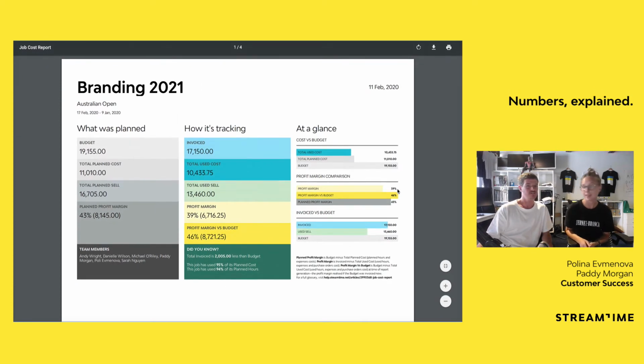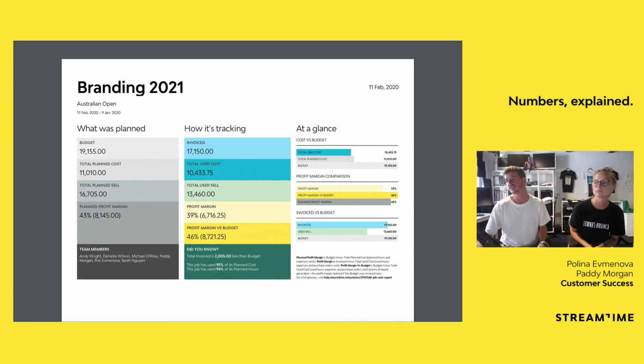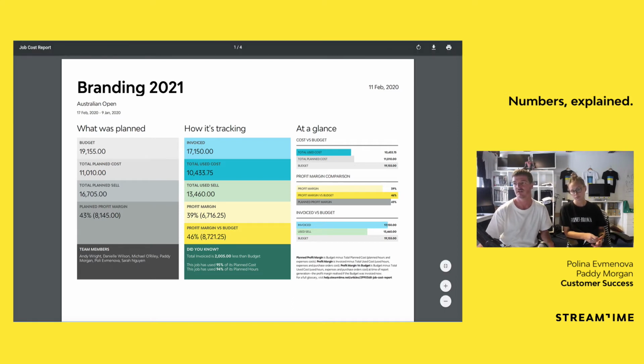Cool. Are you done on the JCR? I am. Yeah, cool. So we'll go back up to the top. There's a question here just asking to explain again the calculation of this figure, the profit margin versus the budget. This figure takes the profit margin, which we can see here. The profit margin is all invoiced amounts on the job minus the total used cost. So this figure is showing us this 17,150, taking away the total used cost here, the 10,433.75, giving us 39% profit margin of about $6,700.